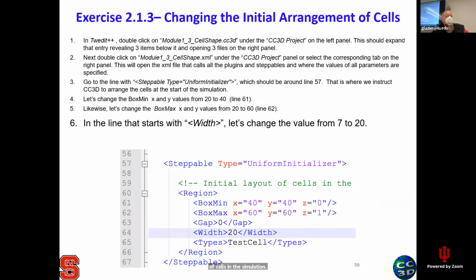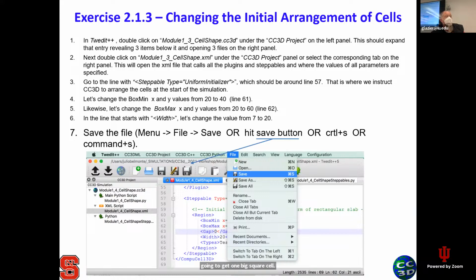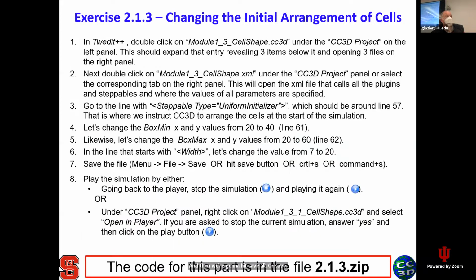And we're also going to make our initial cell bigger. So we're going to make the cell 20 by 20. So there's only one big cell. Right? And so we'll change width from 7, which is the default, to 20. And so now drawing from 40 to 60 is 20. So we're going to get one big square cell. And then we're going to hit save all or save. In Twit. And then you can go back to player and run it again.